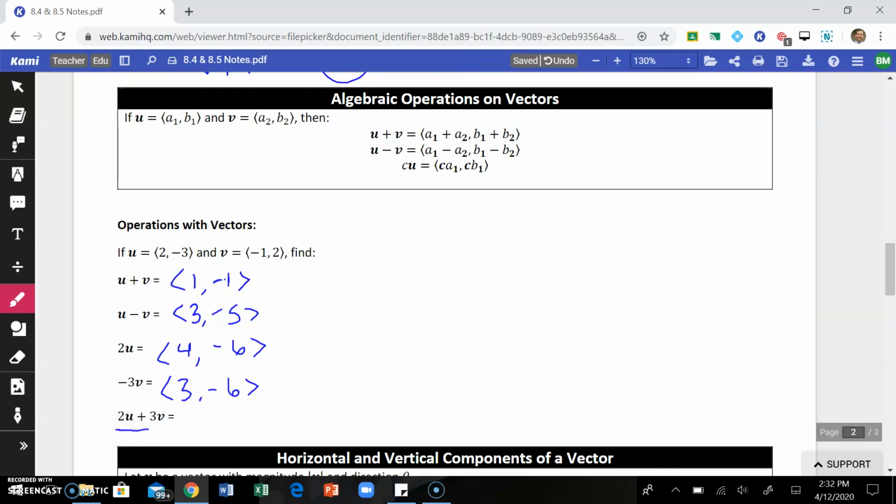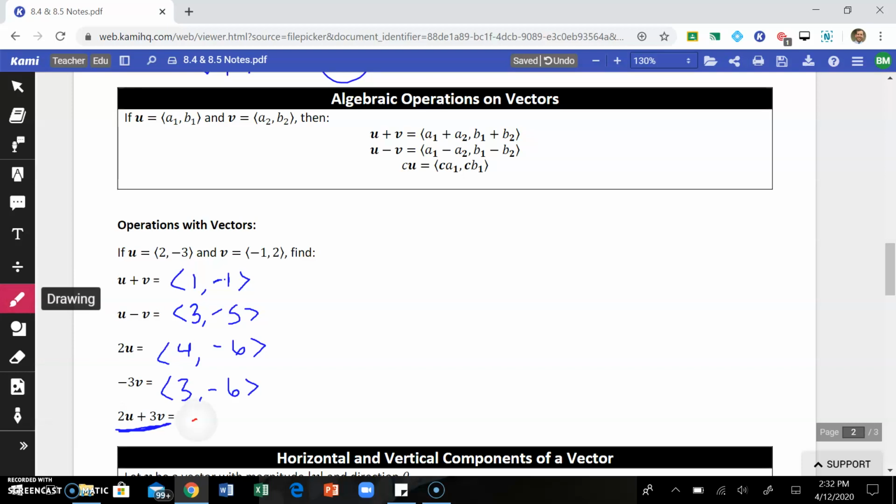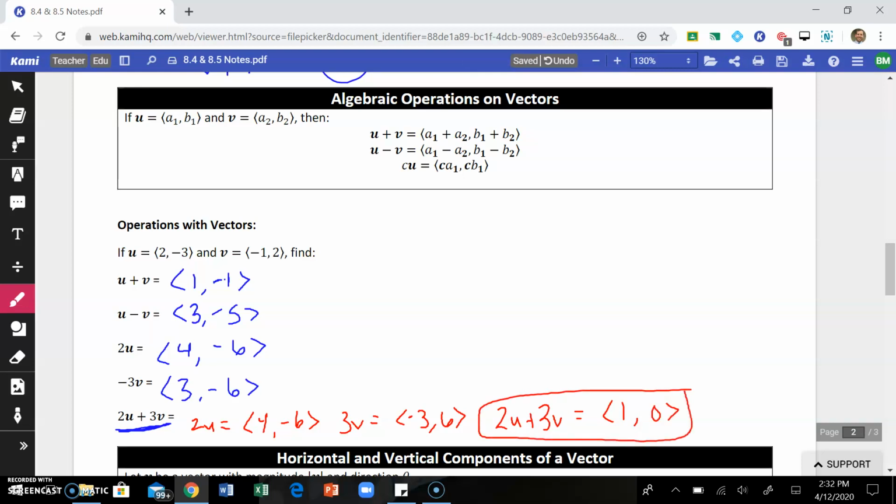And the last one, this is actually what you call a linear combination of two vectors. So I'm going to do twice vector u and then add to that 3v. It may help in this case to do these things separately and then add them together. What I mean by that is figure out what 2u is, which we already have is 4, negative 6. Figure out what 3v is, which would be negative 3, 6. And then take those two things and add them together. So 2u plus 3v would be 4 plus negative 3, which is 1, and negative 6 plus 6, which is 0. And that would be my linear combination, 2u plus 3v.